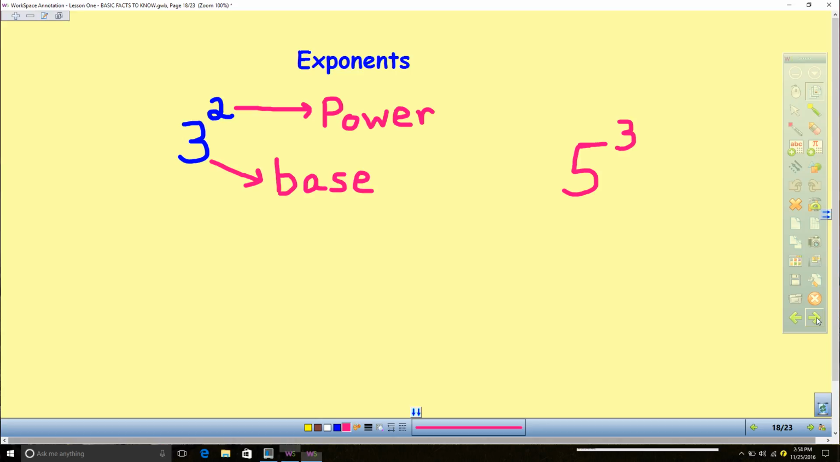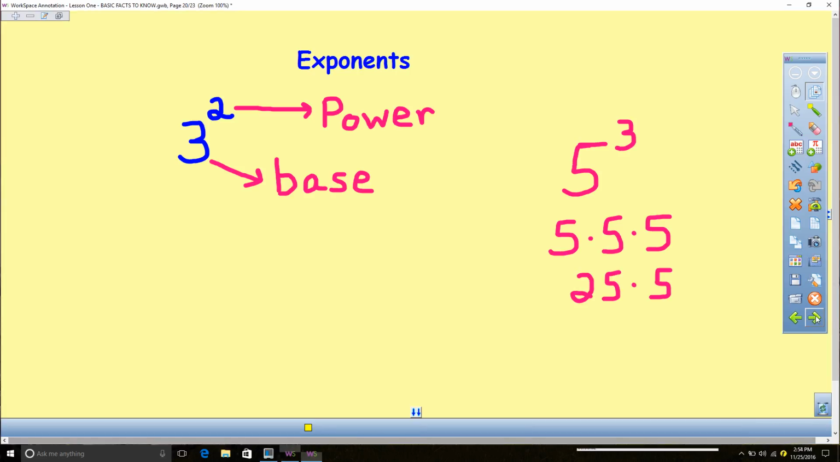So, for example, 5 to the 3rd power tells you to take 5 and multiply it by itself 3 times. So 5 to the 3rd power means 5 times 5 times 5. And of course you can't do both of those operations at one time, so you have to do one at a time. So you multiply the first 2 5's, and then you take that answer and multiply it by the last 5.